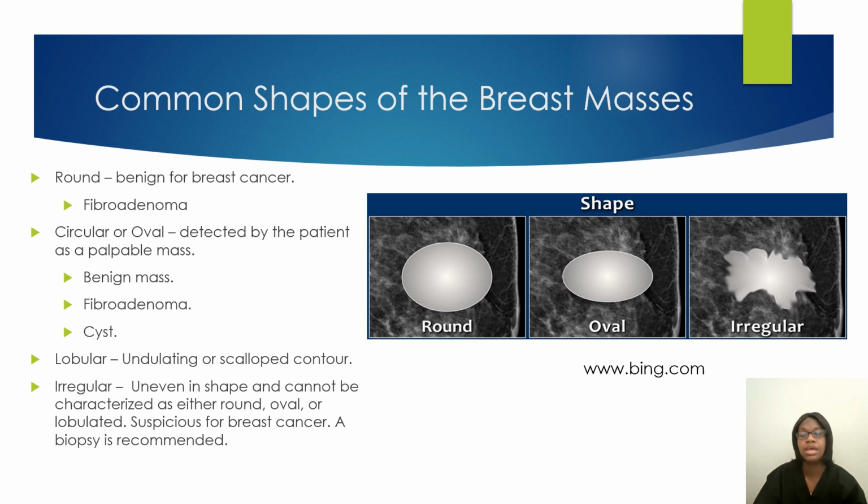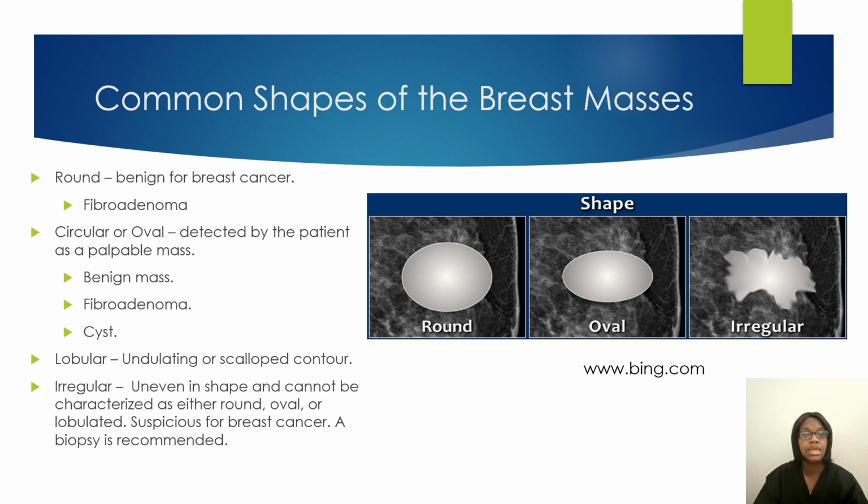Also, you have your common shapes, which are round, oval, or irregular. For round shapes, whenever you see a mass on a mammogram or ultrasound, that's mainly going to be benign for breast cancer, maybe a fibroadenoma. A circular or oval mass can be detected by the patient as a palpable lump or a palpable mass. That would be a benign mass, maybe a fibroadenoma or a cyst.